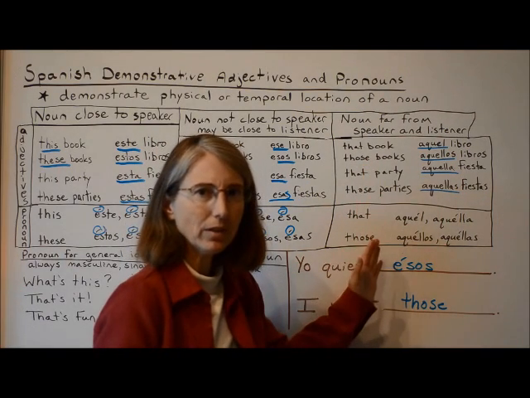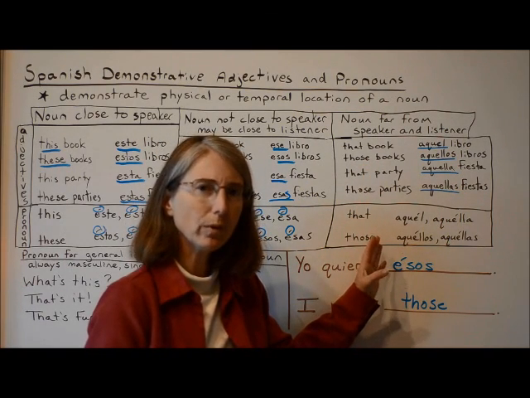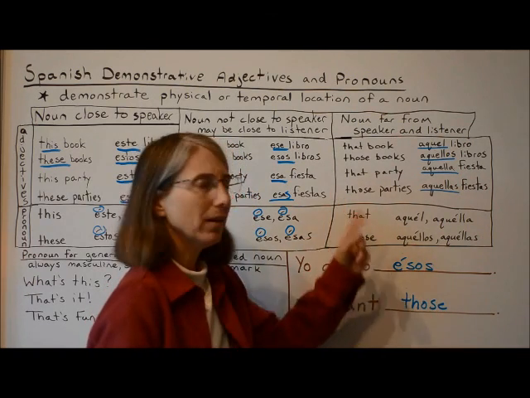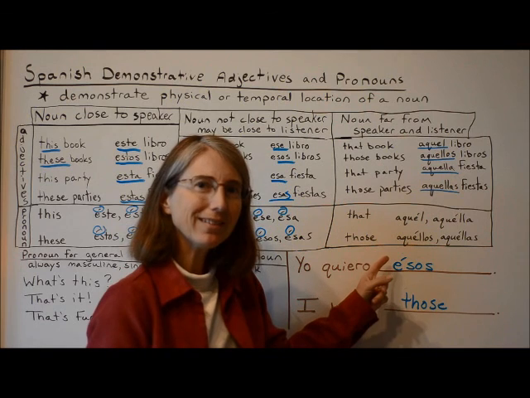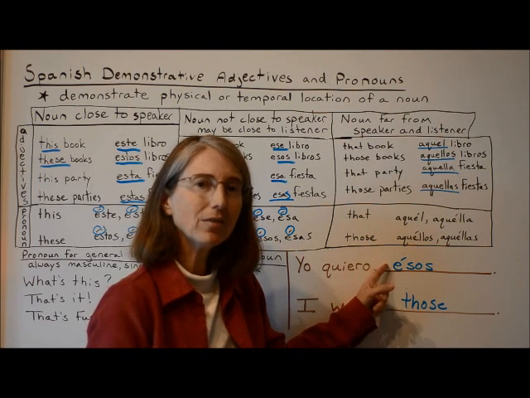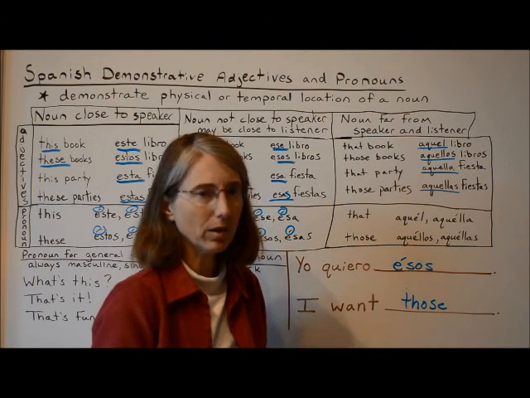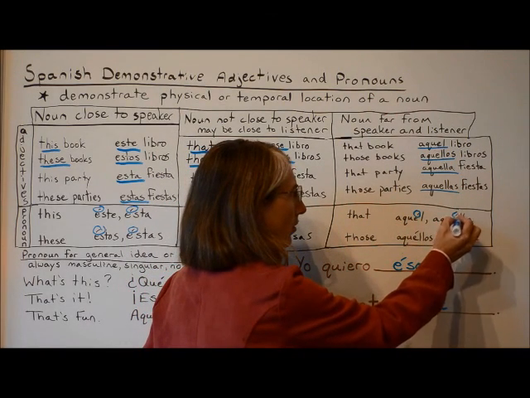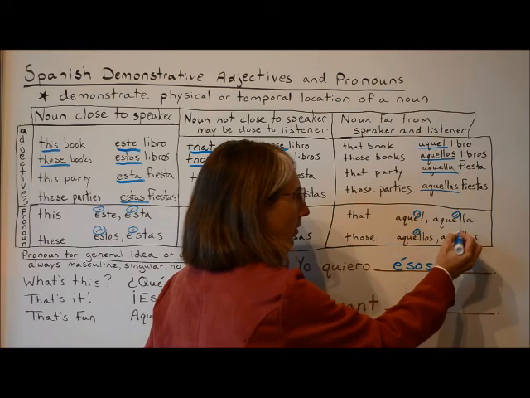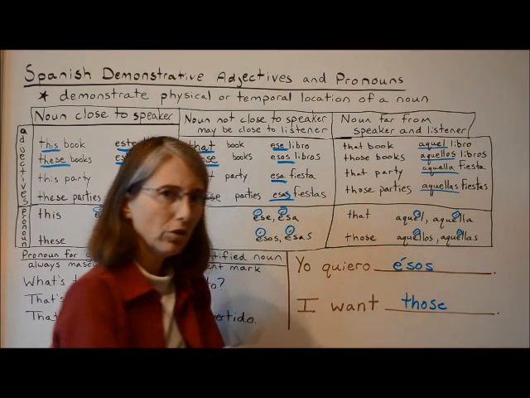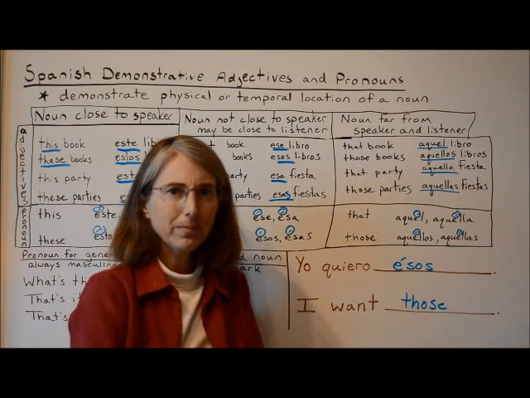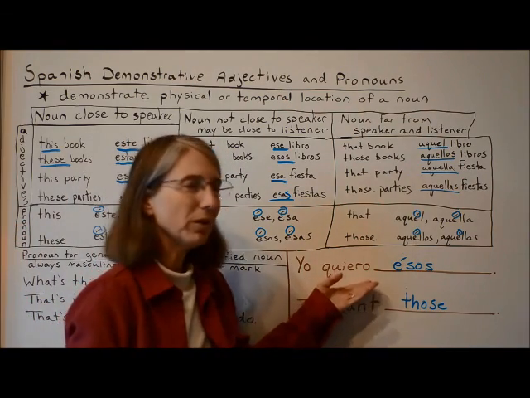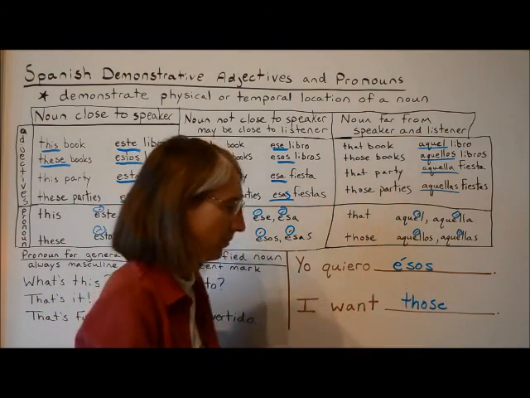Alright, and then we have the demonstrative pronouns for the category where nouns are far from the speaker and the listener. Again, these are exactly the same as the demonstrative adjectives except for the accent mark. So if we want to say, I want that book in China, okay? Yo quiero aquel.